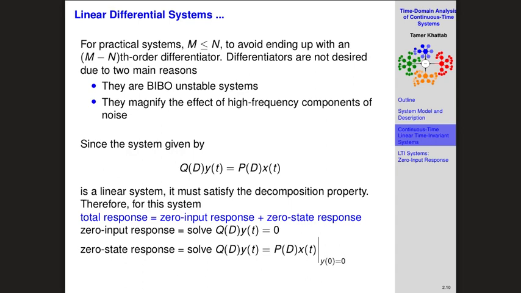To get the 0 state response, you solve the whole equation, but you assume that your initial conditions are all equal to 0. And once you get those two solutions, you combine them together by adding them, you get the overall response or the total response of this system for any particular input and any initial condition.